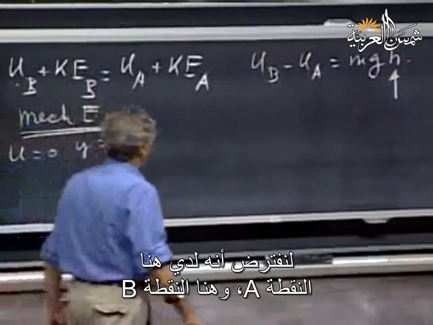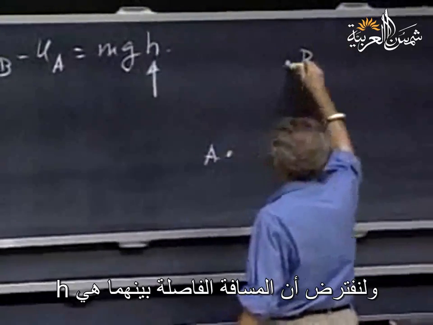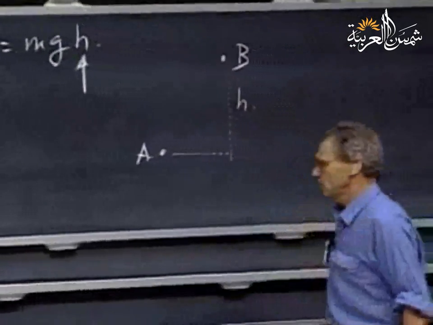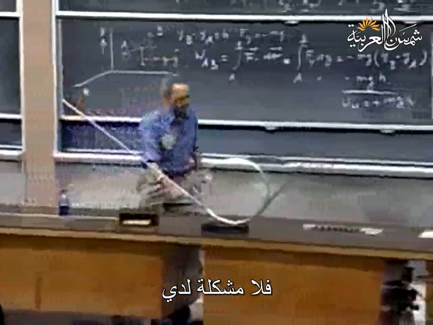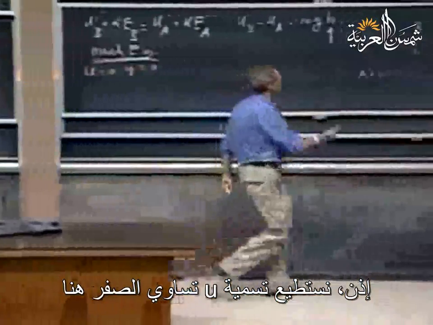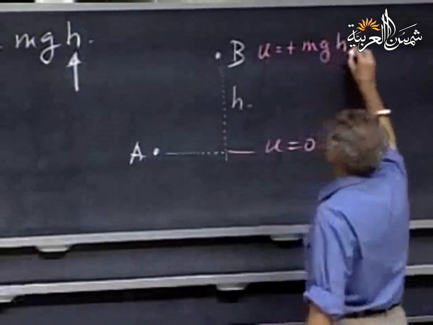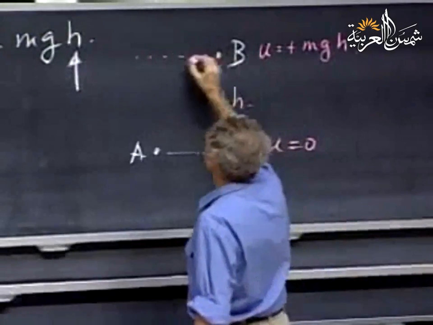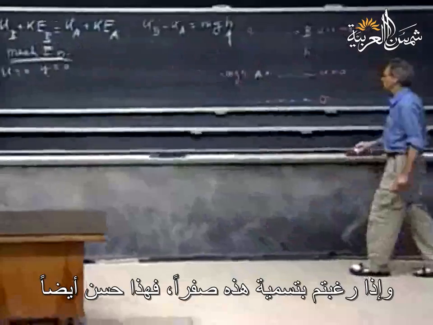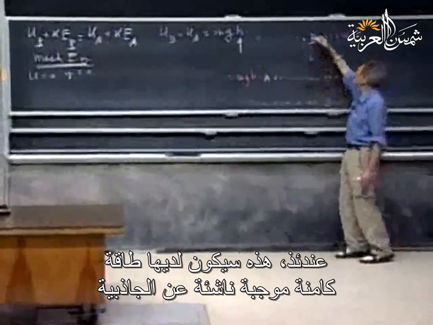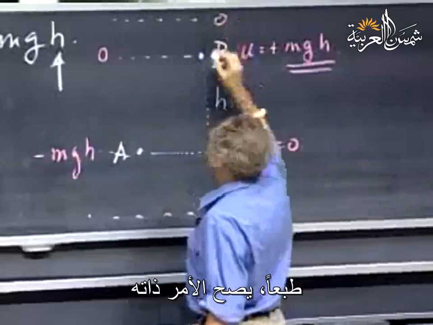It's easy to see. Suppose I have here point A and I have here point B. And suppose this separation was h. Well, if you prefer to call zero potential energy at A, I have no problems with that. So we can call this U equals 0 here. Then you would have to call this plus mgh. If you say, no, I don't want to do that, I want to call this 0, that's fine. Then this becomes minus mgh. If you prefer to call this 0, that's fine too. Then this will have a positive gravitational potential energy, and this will have one that is higher than this one by this amount. If you say, really, I like to call this 0, of course the same holds.